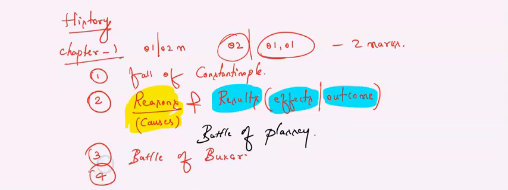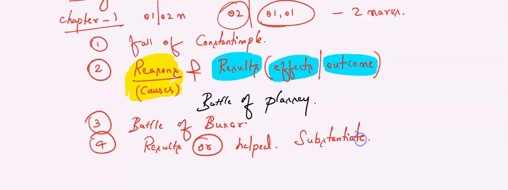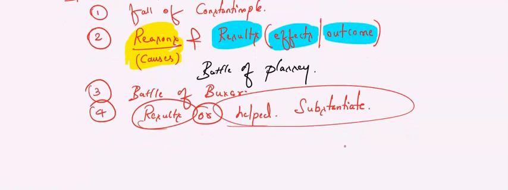Next question. Explain the results of the Battle of Buxar. Or the same question can also be asked for you in this form. Answer is same. Make a note. The Battle of Buxar had helped the British to get many benefits. Full stop. Substantiate. Remember, these both questions are one and the same, whether they ask results or how the Battle of Buxar helped the British.